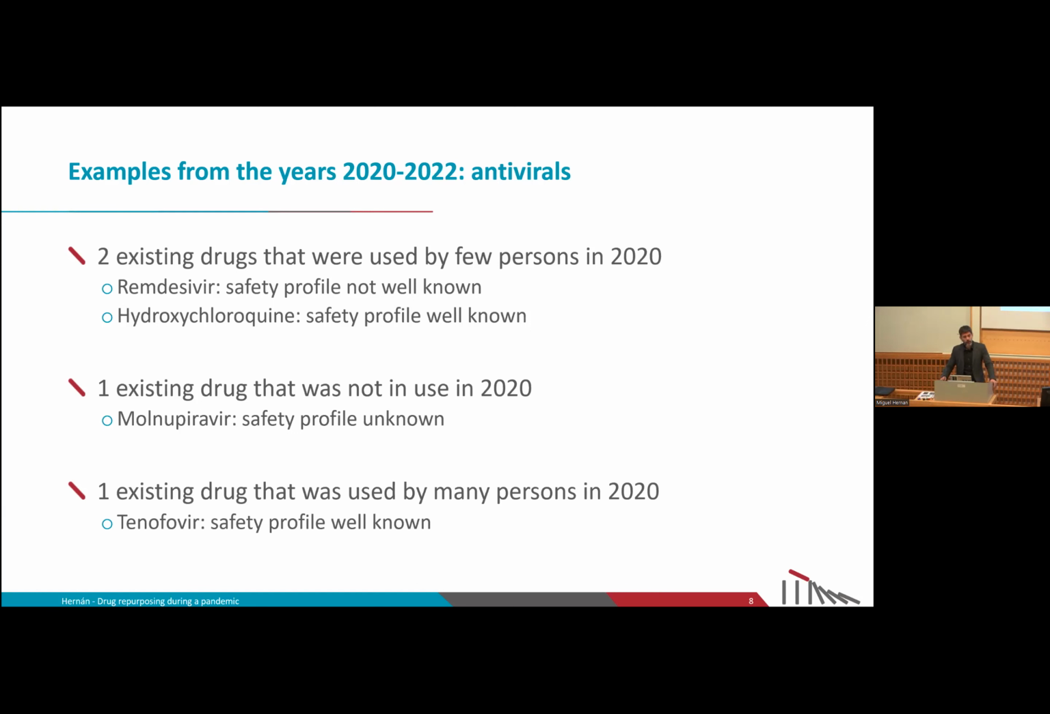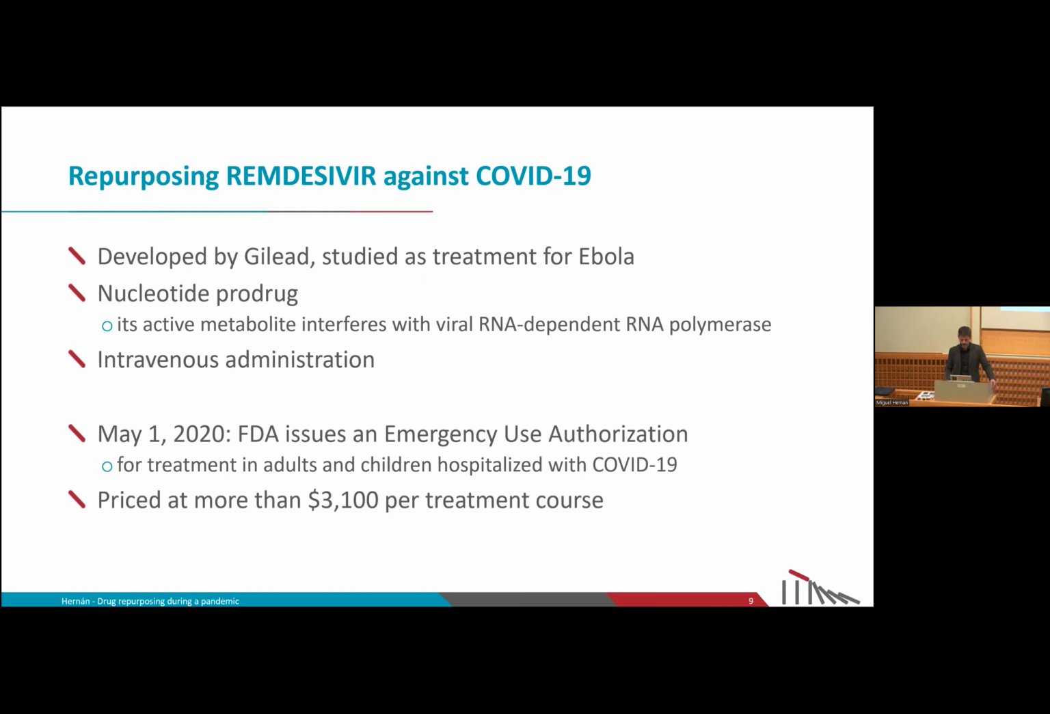Then I'm going to talk about one drug that existed in 2020, but had really never been used, molnupiravir. So that drug, we didn't know the safety profile very well. And finally, I'm going to talk about one drug that existed in 2020 and was being used by many people, tenofovir. And that's a drug with a very well-known safety profile and for which we can actually do observational studies. So let's start talking about remdesivir.